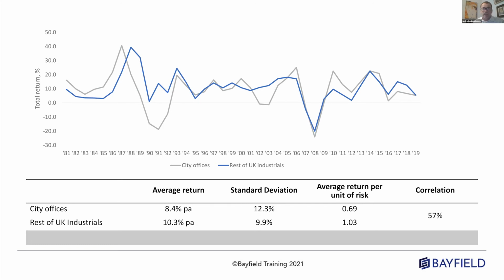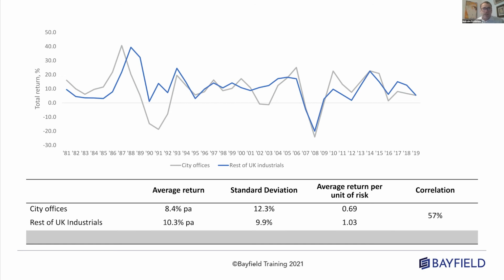We can also calculate the standard deviation, which is higher there for our London offices. And we can compute an average return per unit of risk. So the simple idea is that you want the highest possible return for all the risk that you're taking. So you can see regional industrials over 1, far superior there to London offices.